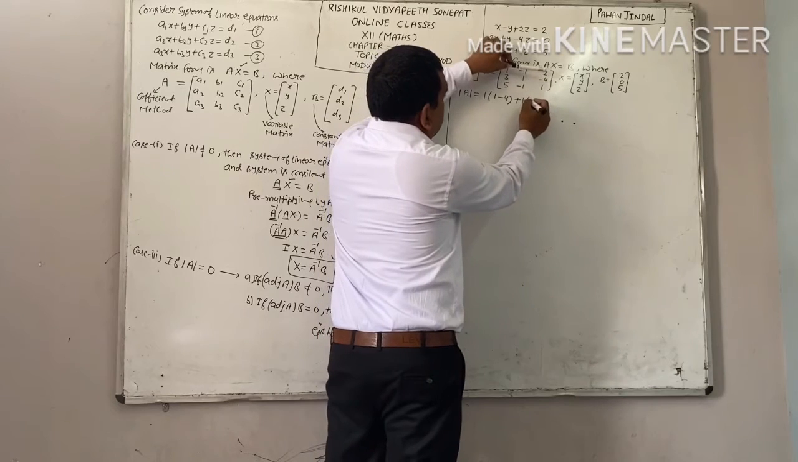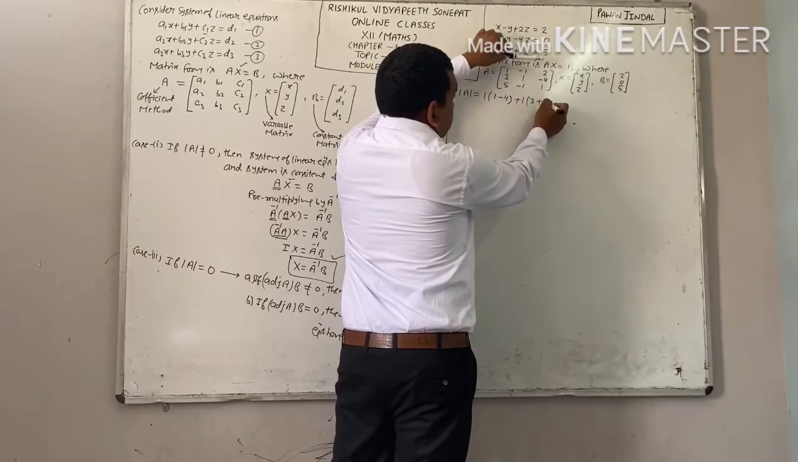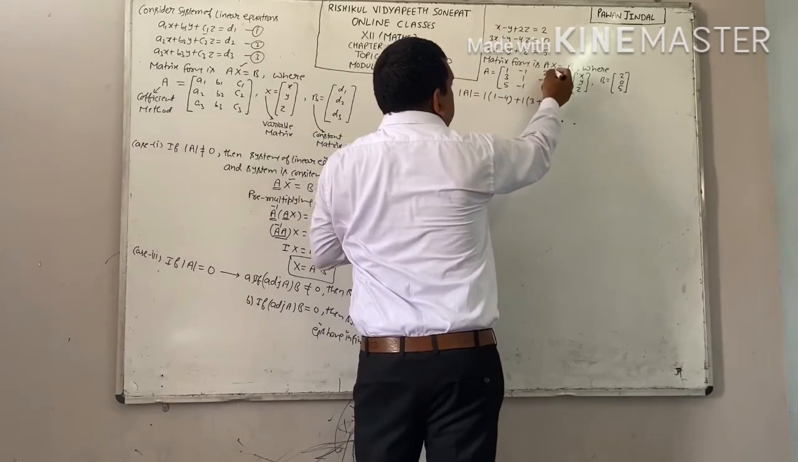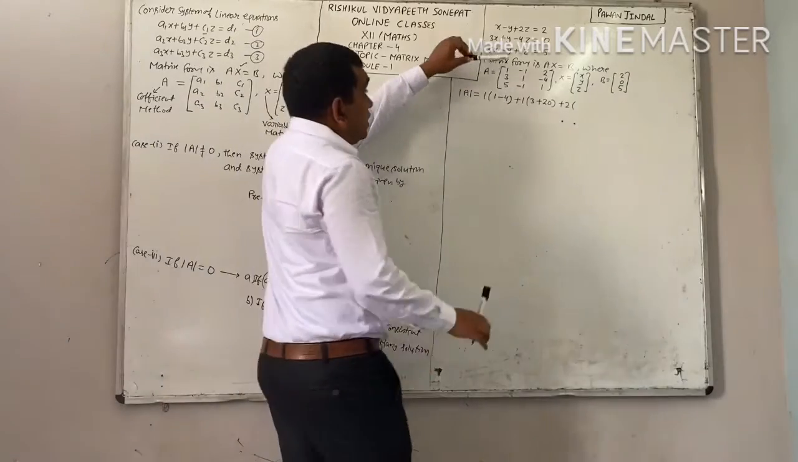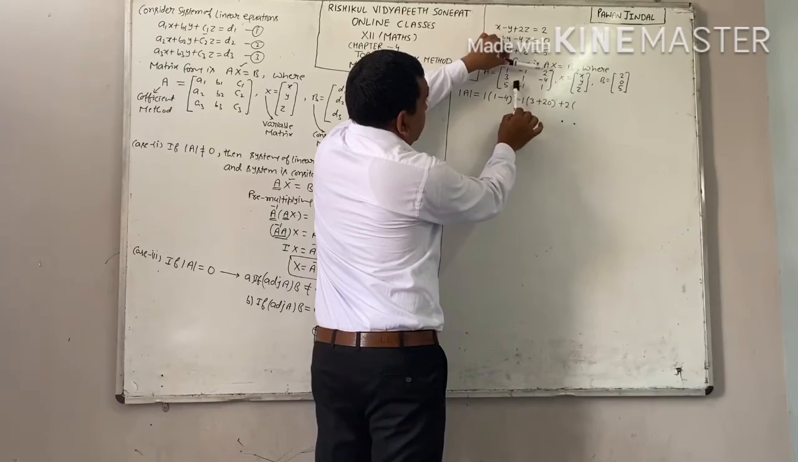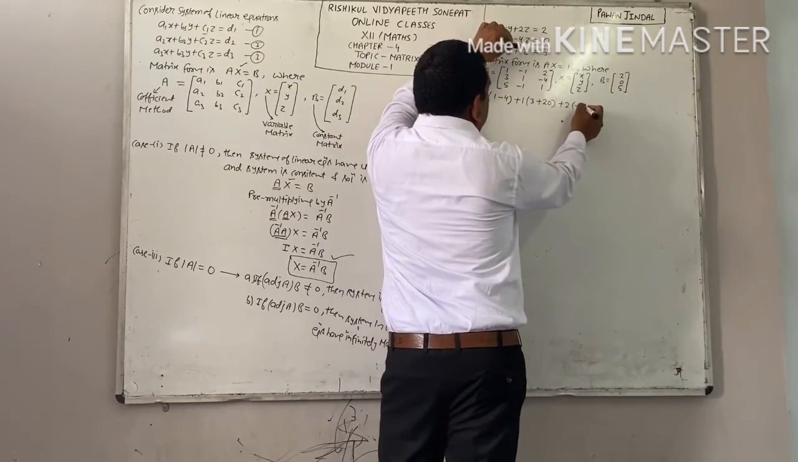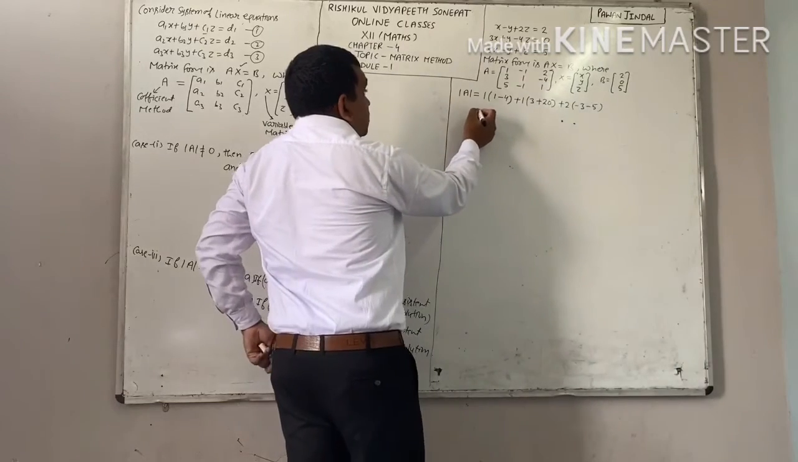3 into 1, 3. Negative 5 into minus 4, minus 20. This will become plus 20. Last, plus 2. Now cancel the entries which are horizontal to 2 and vertical to 2. This one is left: 3 into minus 1, minus 3. Negative, this will become 5. Right? Now see what you are getting.